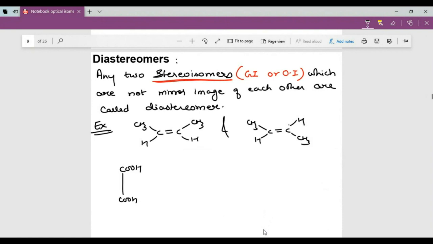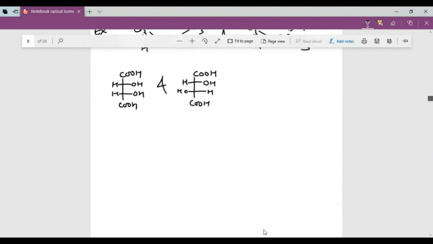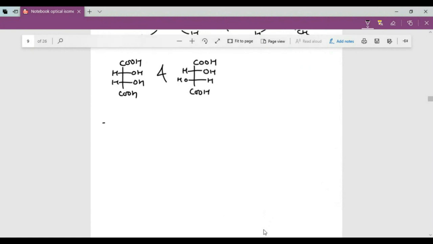If I have the meso compound and either one of the enantiomeric pair, then this is a diastereomeric pair. So any two stereoisomers which are not mirror images of each other are called diastereomers. It could be a geometrical setting, it could be an optical setting.